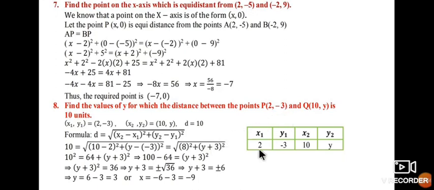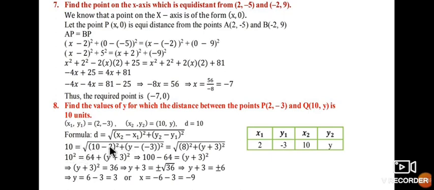This is x1, y1, which is 2 comma minus 3, and x2, y2 is 10 comma y. P is the first point (x1, y1) equal to (2, minus 3), and Q is the point (x2, y2), that is (10, y). The distance between them is given as 10 units. Using the distance formula, d is equal to the square root of (x2 minus x1) whole square plus (y2 minus y1) whole square.